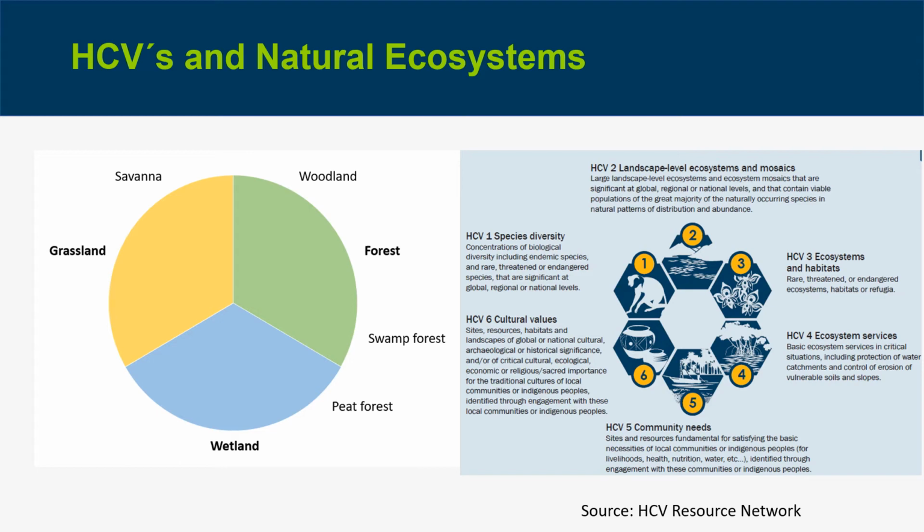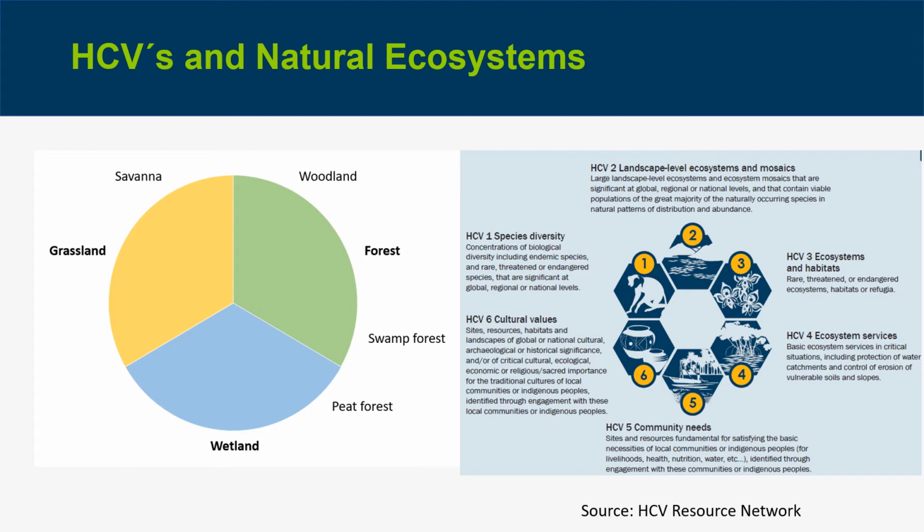HCV3 are ecosystems and habitats that are rare, threatened, or endangered ecosystems, habitats or refugia. So these are more zones or areas that have that importance for the ecosystem at regional level. HCV4 are ecosystem services, so basic ecosystem services in critical situations, including protection of water catchments and control of erosion of vulnerable soils and slopes. There, of course, they have a service for the ecosystems in this case.